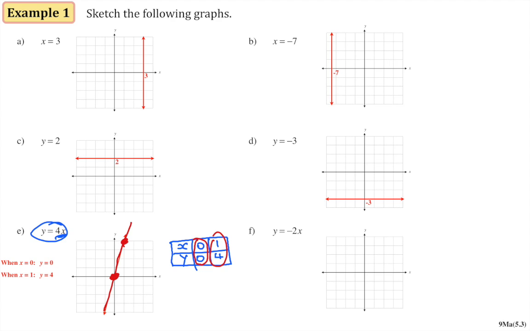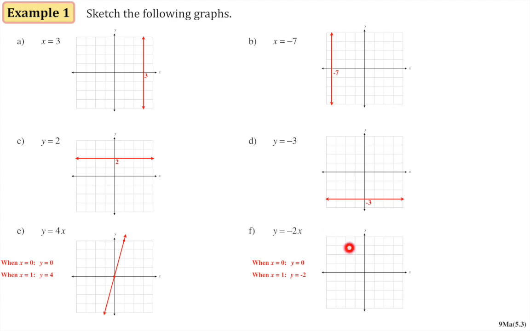That's the process. So you could do the same table of values for part F, or you could say when x is 0, negative 2 times 0 is 0. So y will be 0. When x is 1, negative 2 times 1 gives negative 2. So we plot 0, 0. We plot 1, minus 2, so across 1 down 2, plot them, join them. And there's your line.